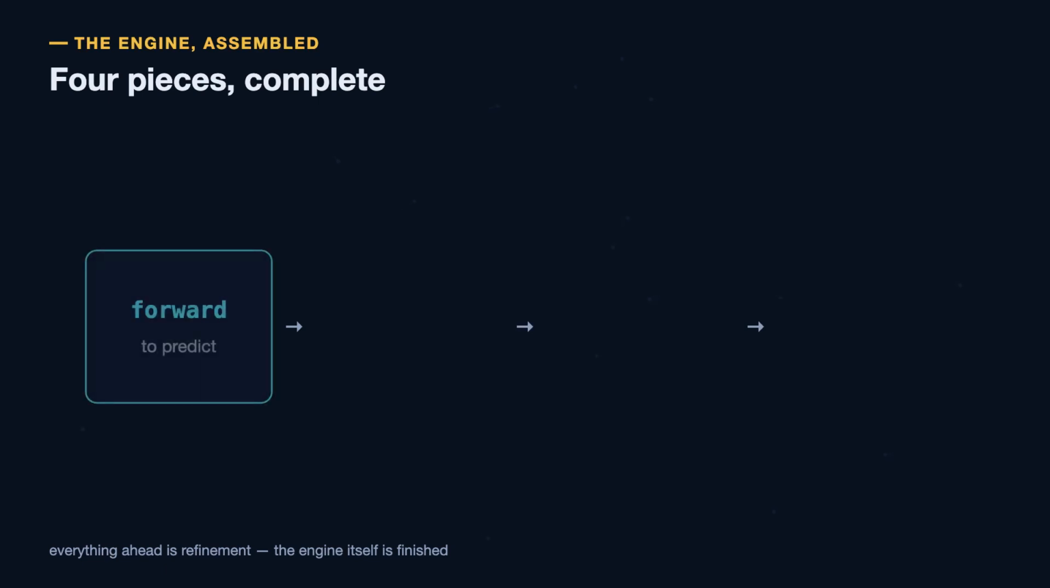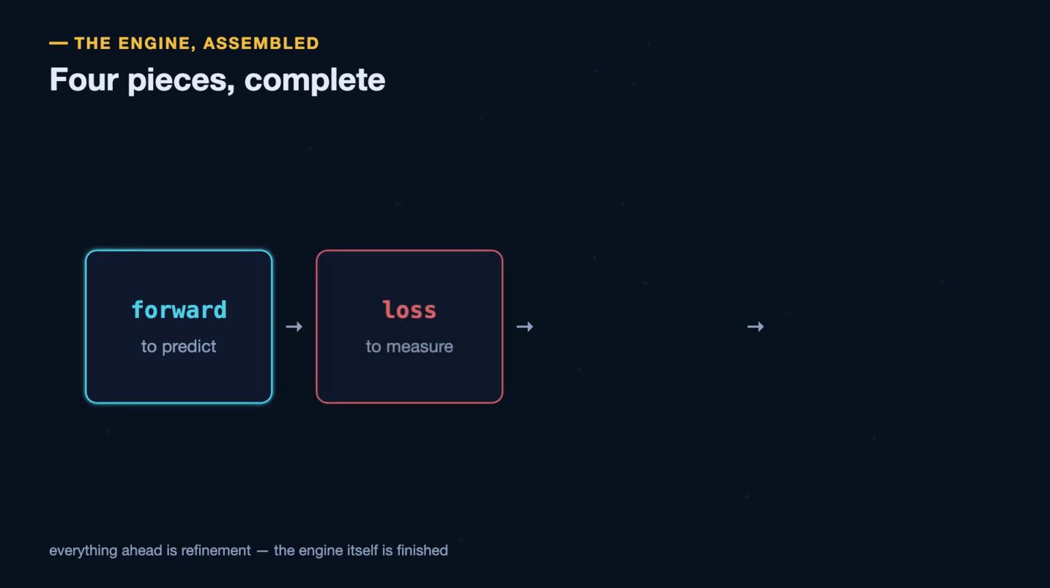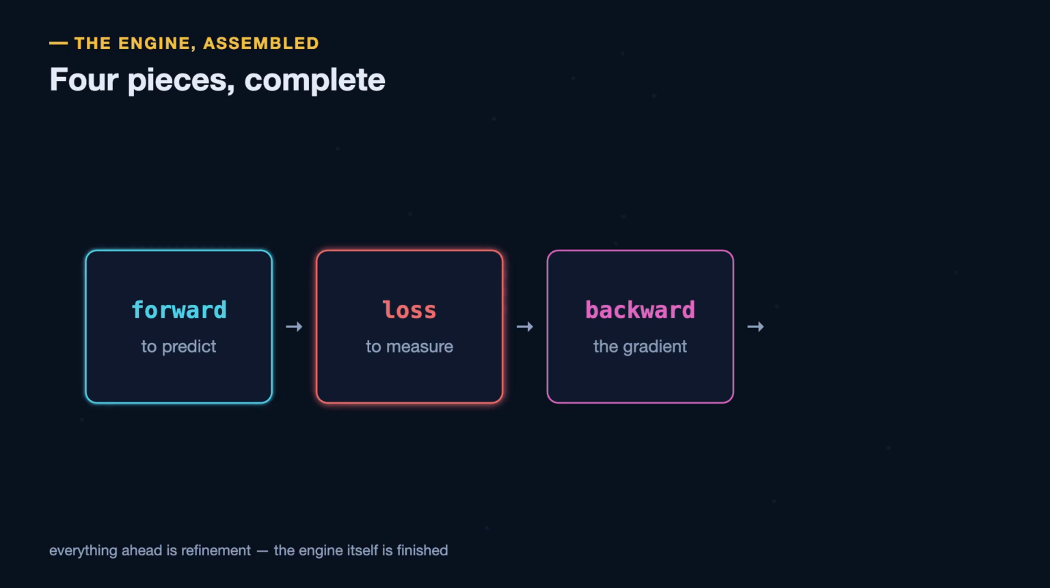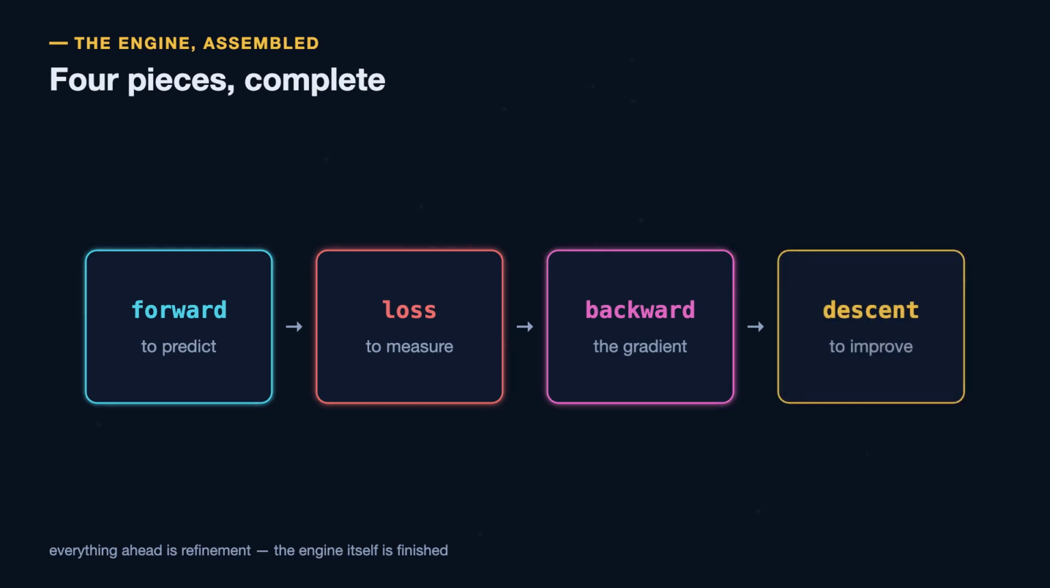Step back now and see what we hold. The complete training engine assembled. Forward propagation to predict, a loss function to measure, backpropagation to find the gradient, gradient descent to improve. 4 pieces turning in a loop. Everything that follows in this course is refinement upon this engine, better activations, better architectures, but the engine itself right here is finished and complete.